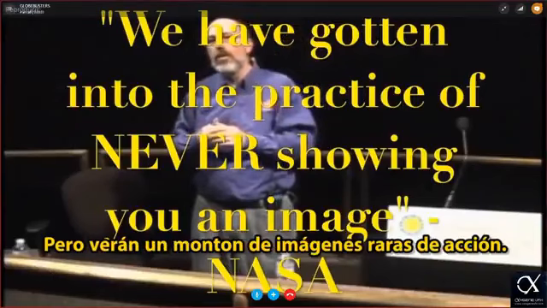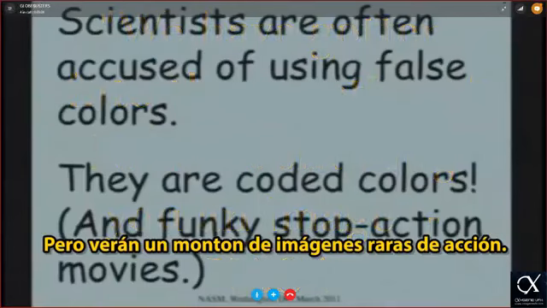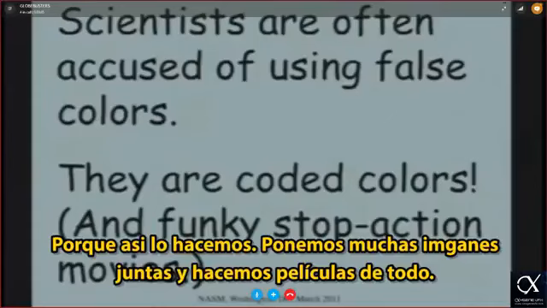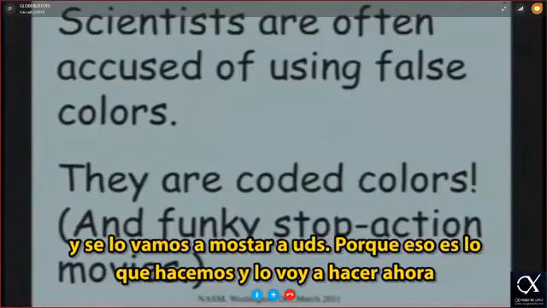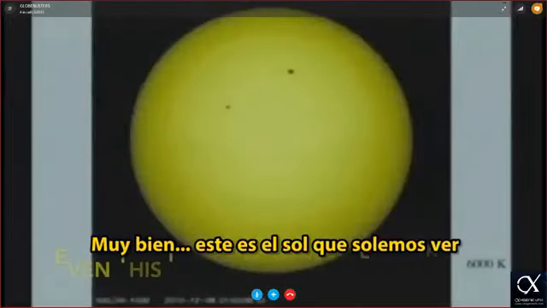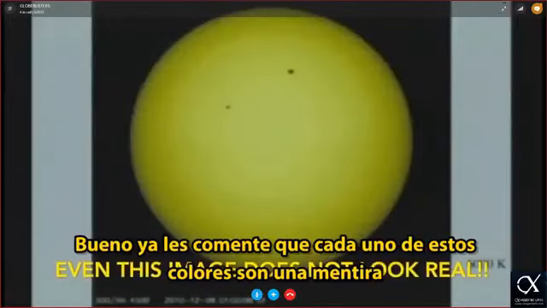The way I wanted to do this. But you're going to see a lot of really funky stop-action movies because we have so many images, we just put them together and make movies out of everything. That's the cool thing about SDO: in general, we can look at what happened, what happened before and what happened afterwards, and we're going to show it to you because that's what we're doing now. Okay, that's the sun you're used to looking at, right?